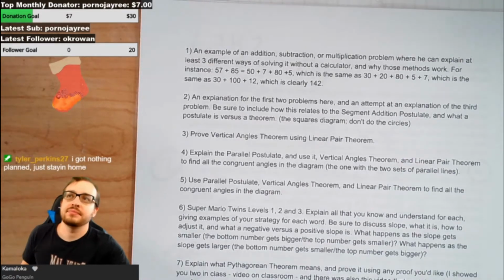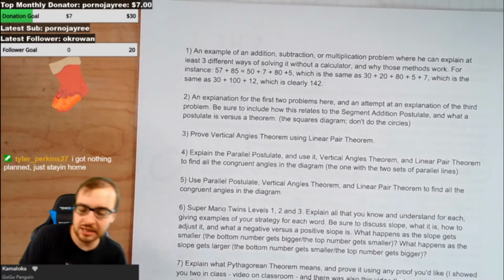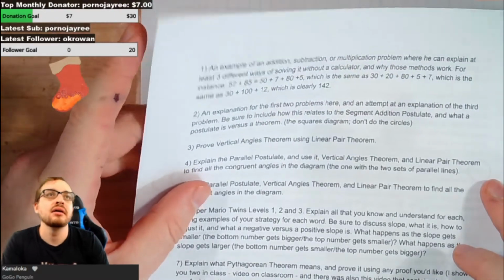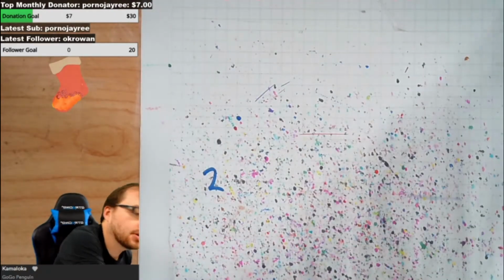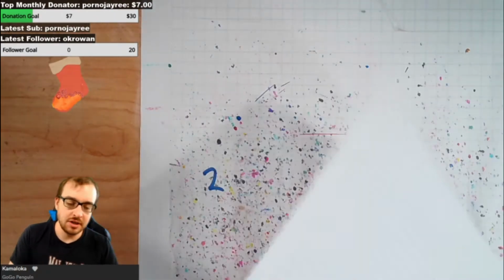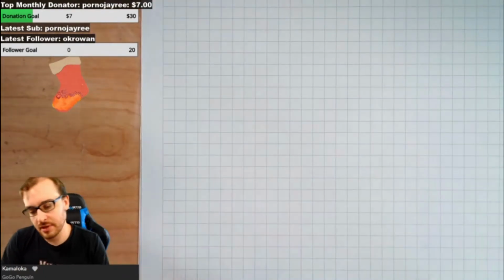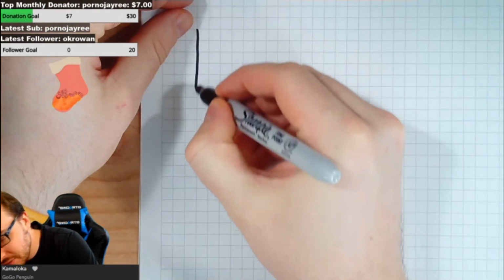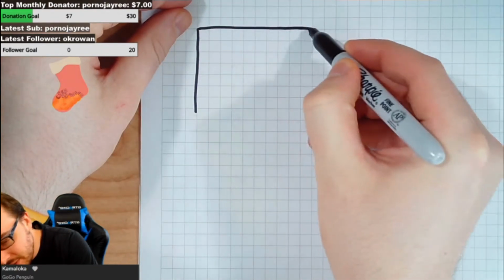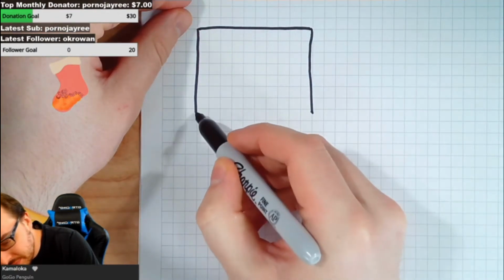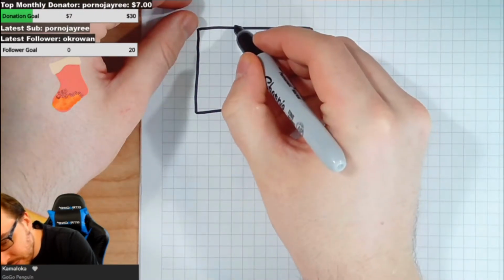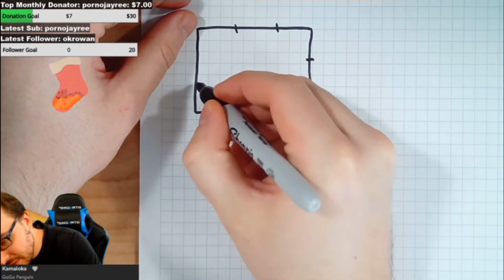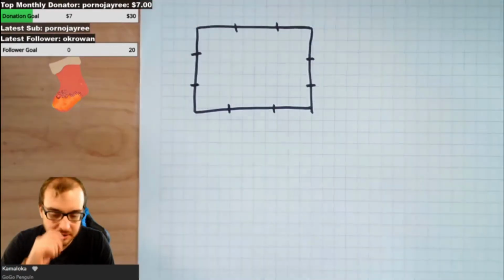All right, so for number 2, it says an explanation of the first 2 problems here, and again, I don't have the picture for them, and talk about segment addition postulates. So the 3 problems that we had way at the beginning of the school year, I might be remembering them a little bit differently, but basically we had a rectangle like this, and it was broken up into little pieces like this. I guess this one is a square technically.